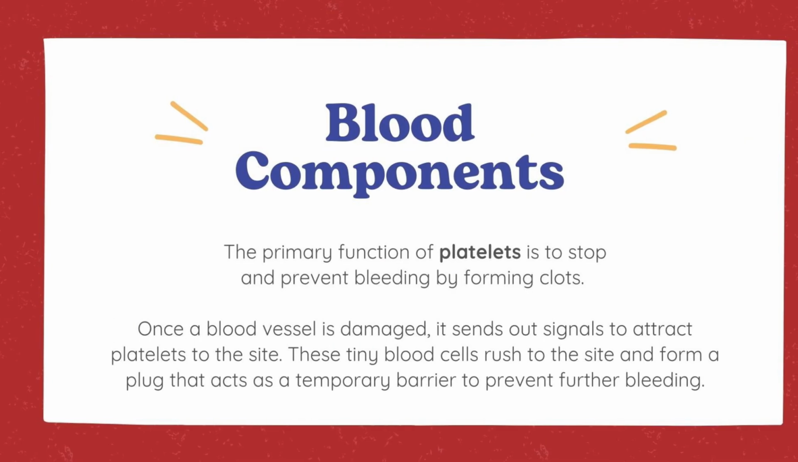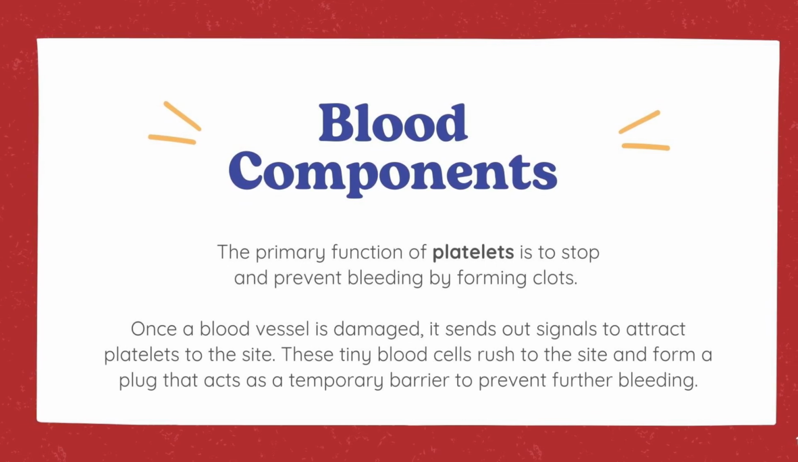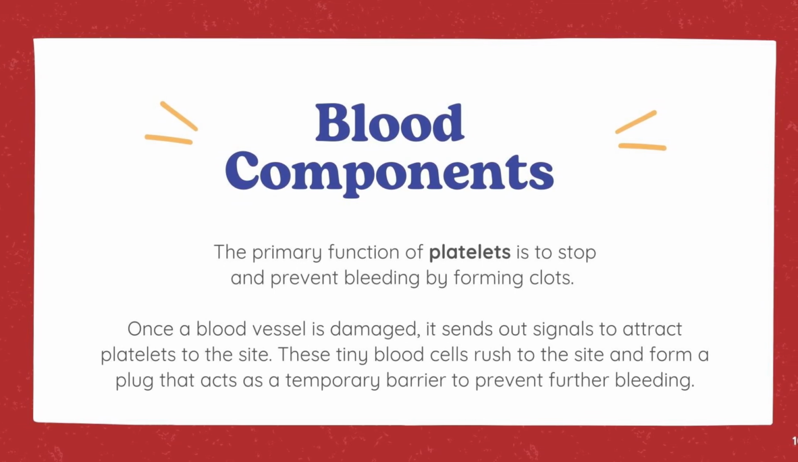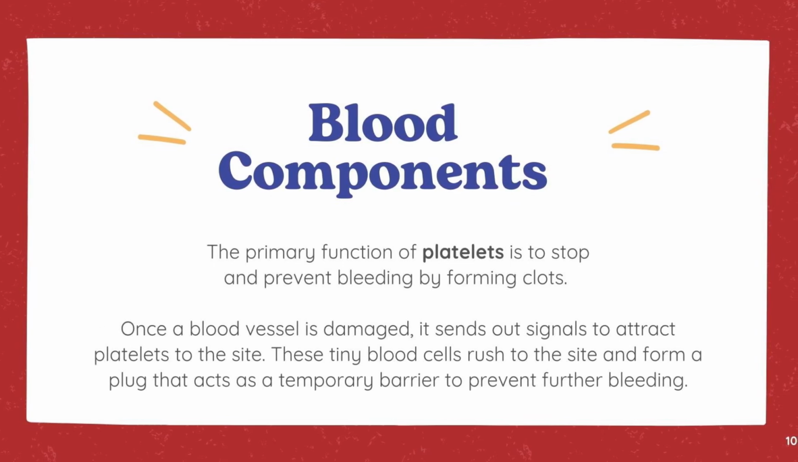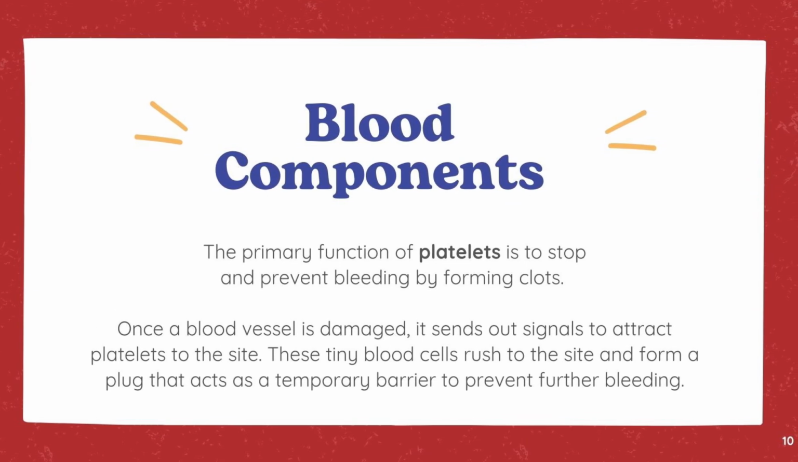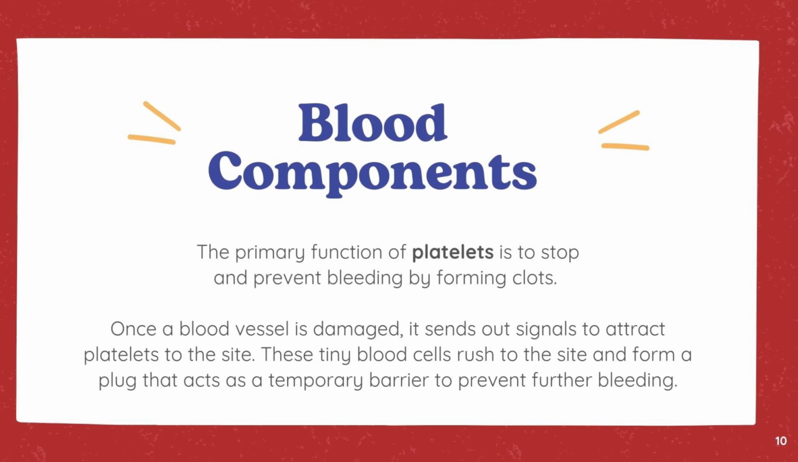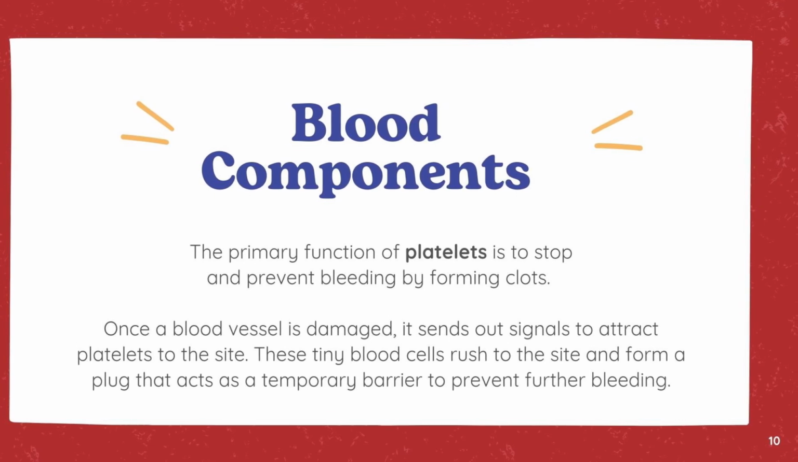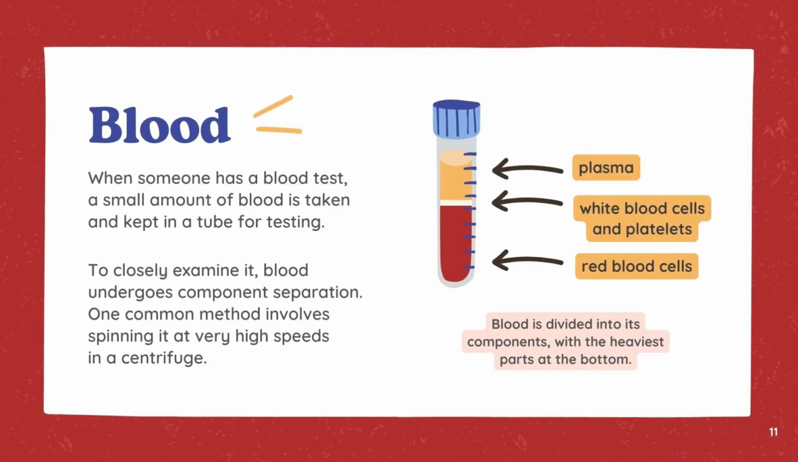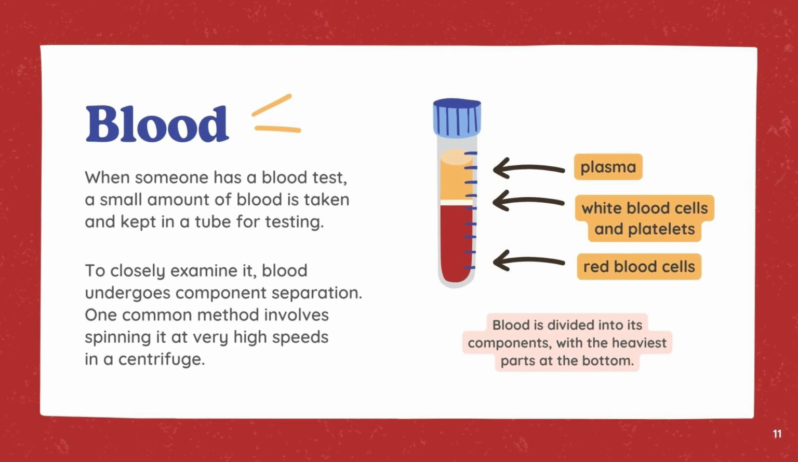Blood components. The primary function of platelets is to stop and prevent bleeding by forming clots. Once a blood vessel is damaged, it sends out signals to attract platelets to the site. These tiny blood cells rush to the site and form a plug that acts as a temporary barrier to prevent further bleeding.